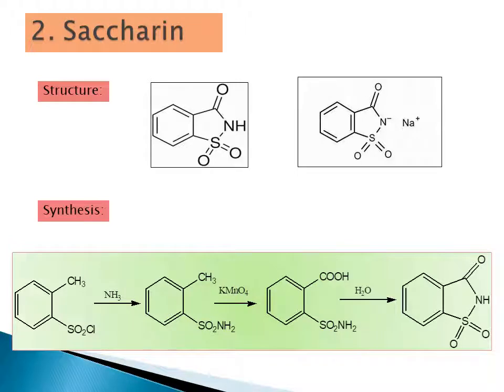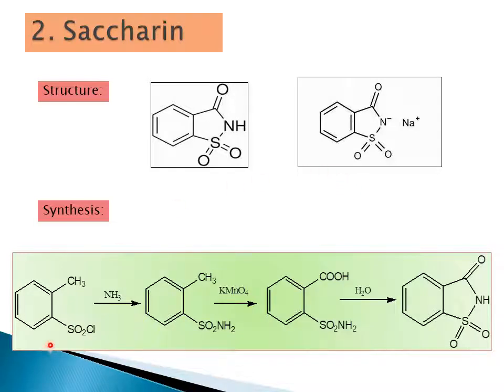And the next compound is saccharin. This is the structure of saccharin. It is a cyclic sulfonamide derivative. This saccharin is sometimes available in the salt state. Here the hydrogen is replaced with sodium. It gives sodium saccharin. The first one is the structure of saccharin and the second one is the structure of sodium saccharin.